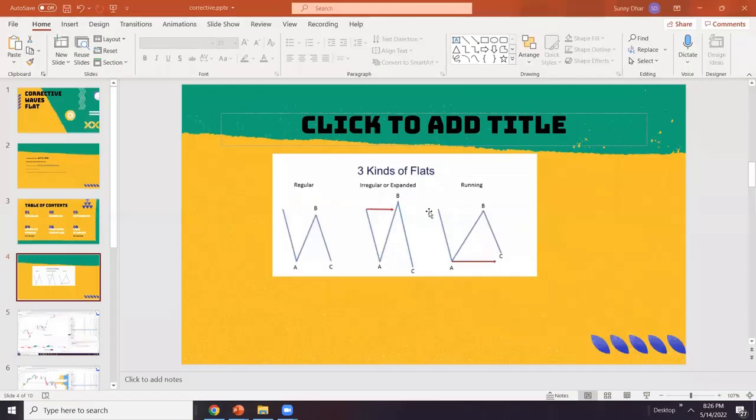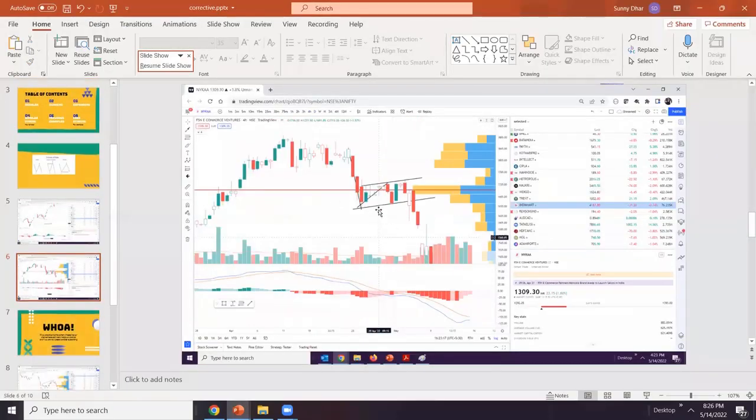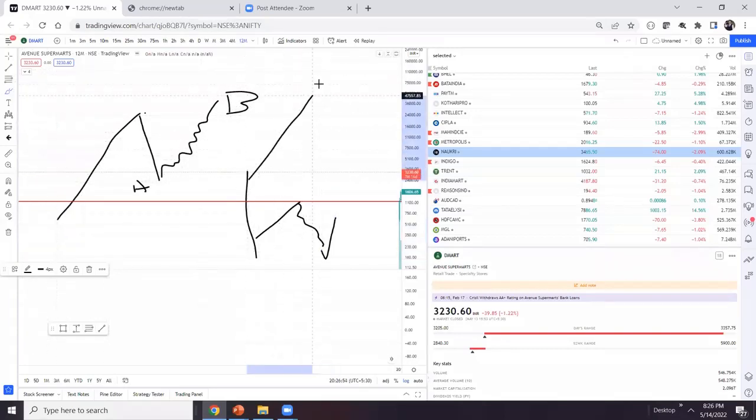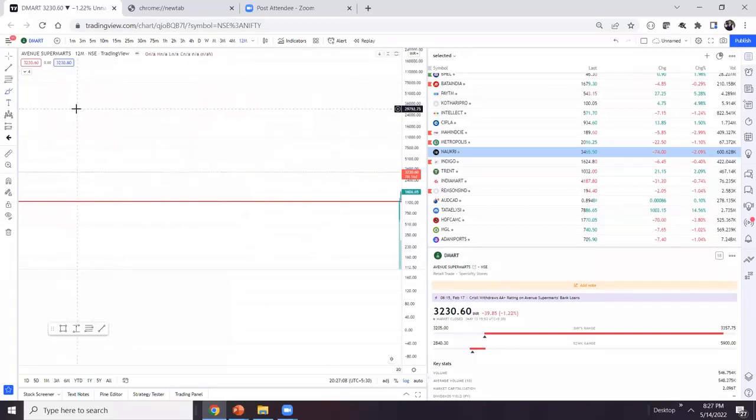So is this happening here? If this is an impulse, this is a correction, and this is not breaking this also, right? In regular flat, what happens? This correction breaks this A, right? The first example, regular flat, the correction happens, this is lower than this, but this breaks the A. This is A. Remember this like this. We have three waves, A, B, C.